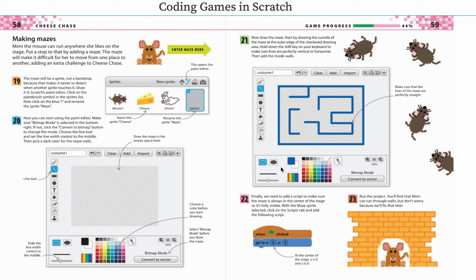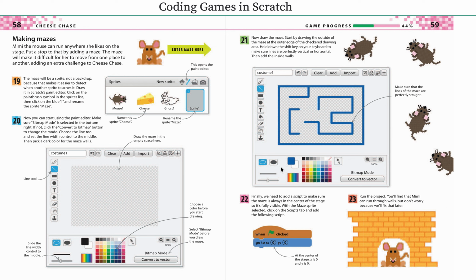And now we're going to make the maze. To make the maze, you can go to the paint editor and then draw the maze. Start by drawing the outside of the maze as an outer edge of the checkered drawing area. Hold down the shift key on your keyboard to make sure lines are perfectly vertical or horizontal. Then you add the inside walls.